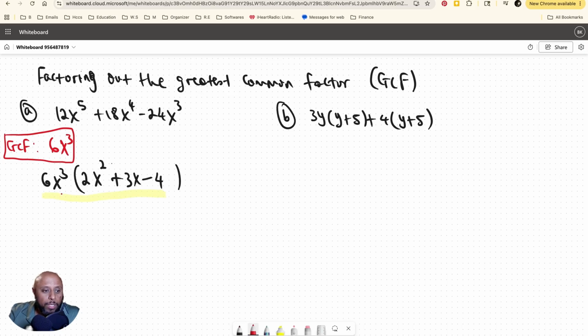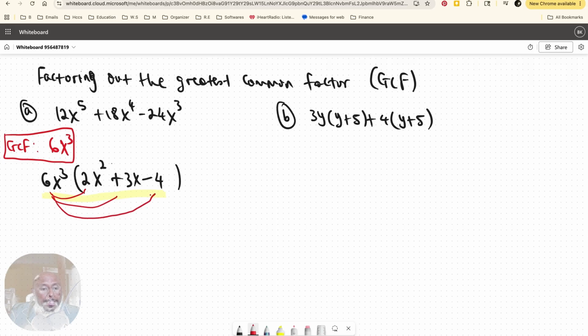We can check our work by multiplying each of these terms by 6x cubed. So 6x cubed times 2x squared is 12x to the power of 5. And 6x cubed times 3x is 18x to the power of 4. And similarly, 6x cubed times negative 4 is negative 24x cubed.